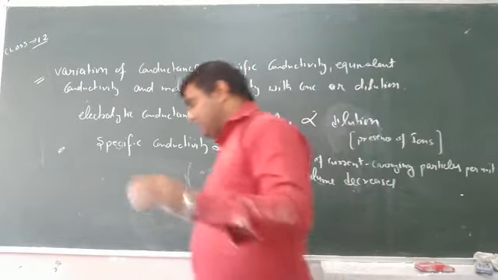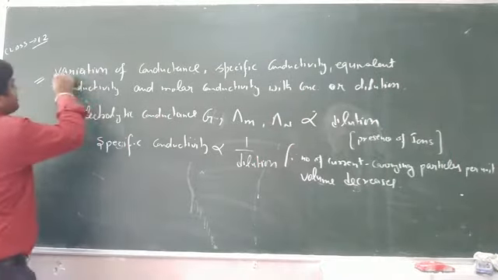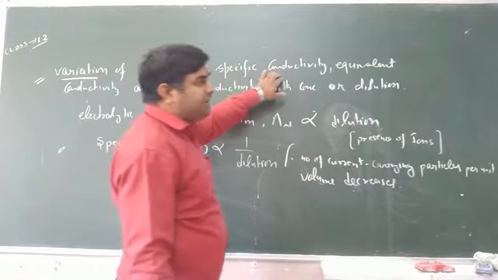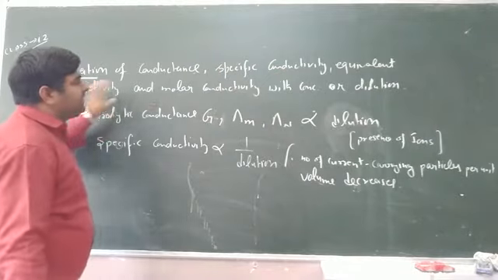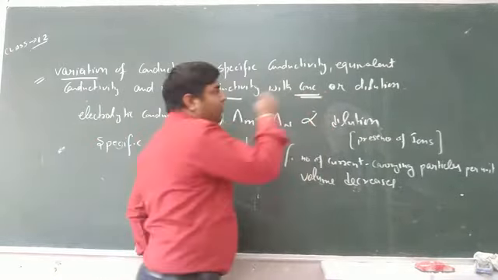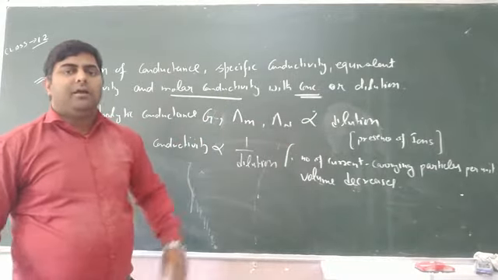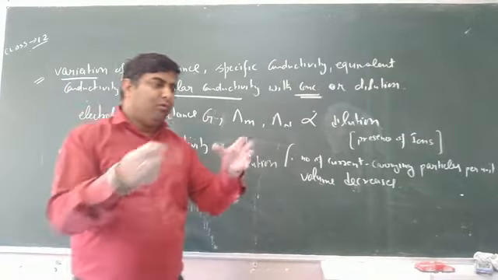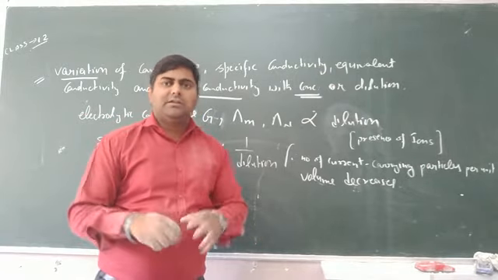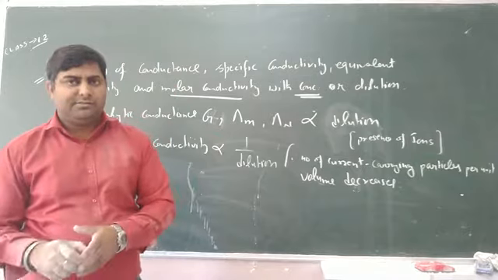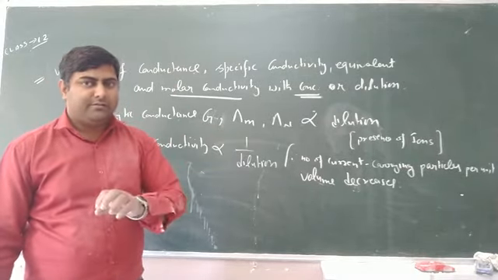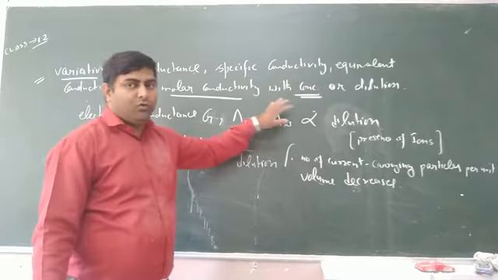Today we are going to discuss the variation of conductance, specific conductivity, equivalent conductivity and molar conductivity with concentration or dilution. Dilution means addition of more solvent to the given solution. It means we have to see what happens when the amount of solvent is increased. What happens to all these four?